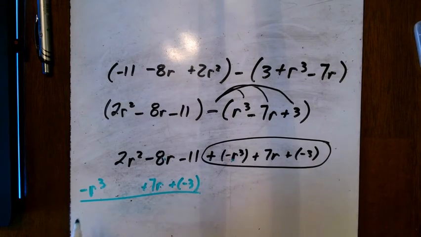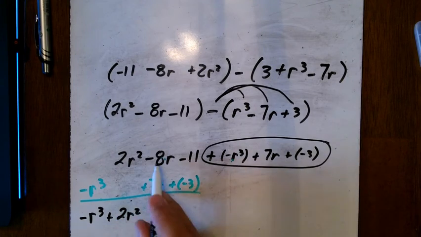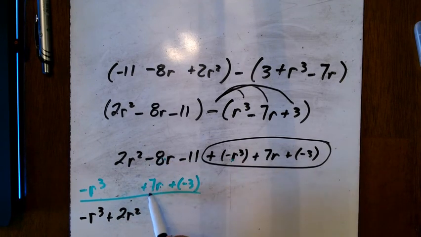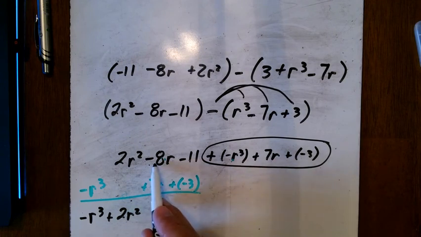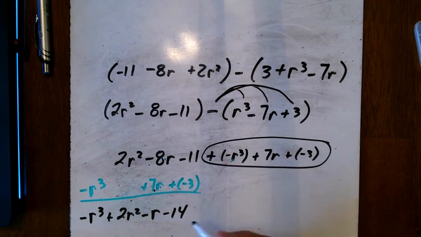So we're going to combine all like terms now, and we're going to get a minus r to the third power plus 2r to the second. Now, negative 8r plus 7r. These 7 cancel out with 7 of these negative 8s, so we're left with negative 1r. Negative 11 minus 3 is a negative 14.